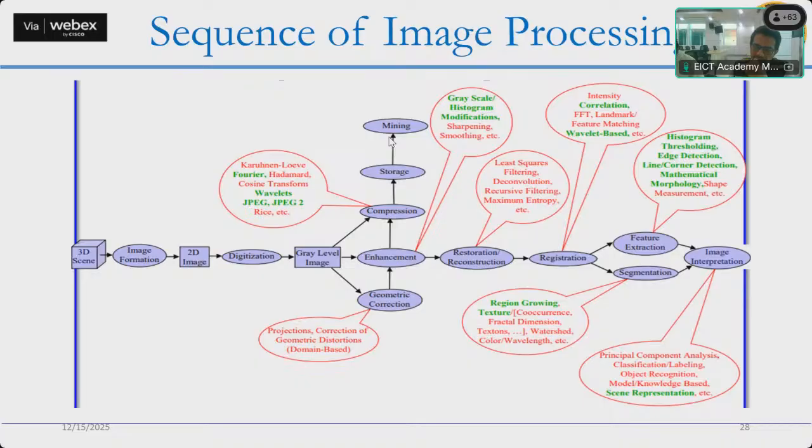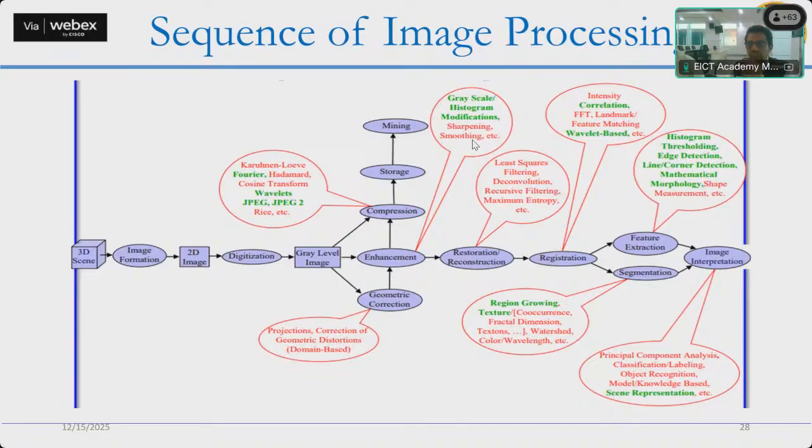Mining means we can explore the different information, and then you enhance the image at the gray level. How do you see enhancement? There you use different types of processes like grayscale, histogram modification, sharpening, smoothing. Where does the sharpening and smoothing happen? It is again at the boundary level.